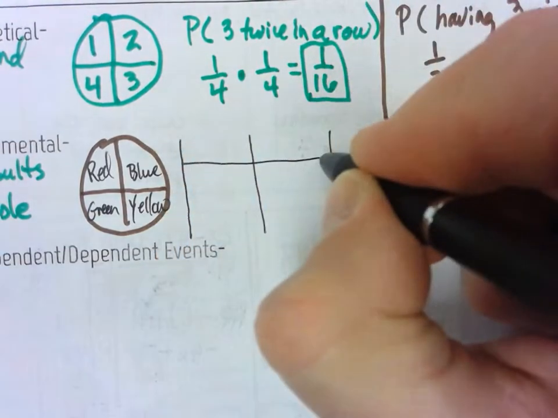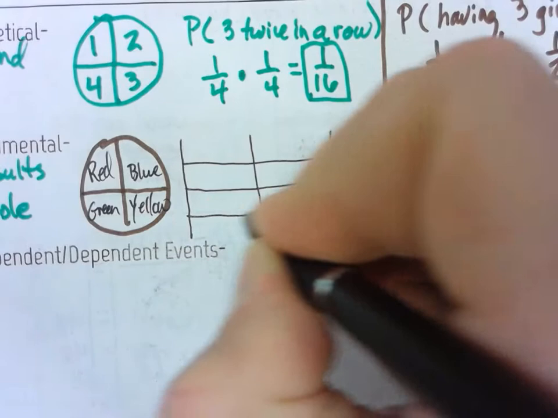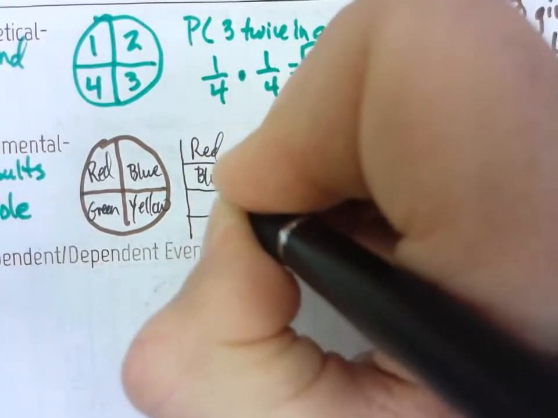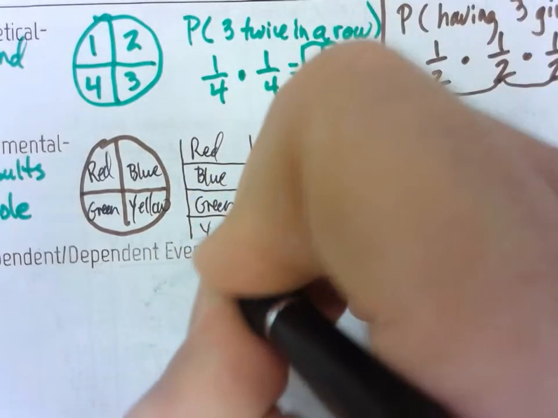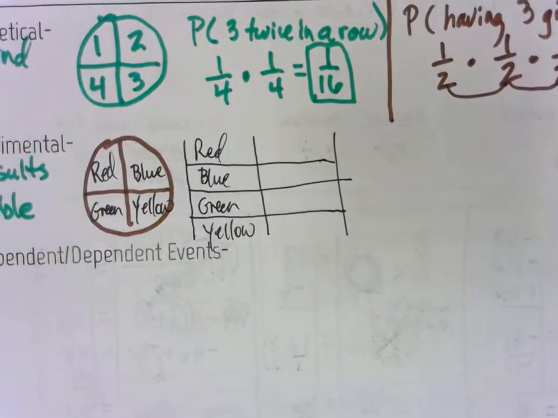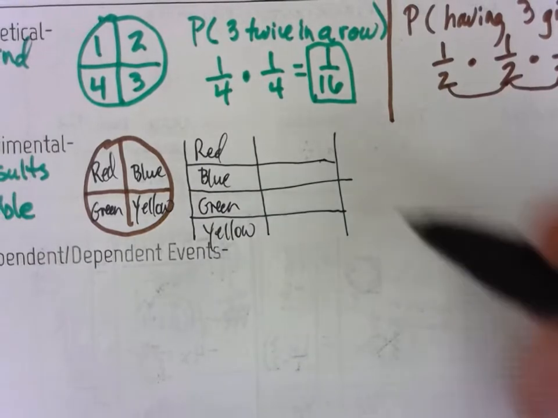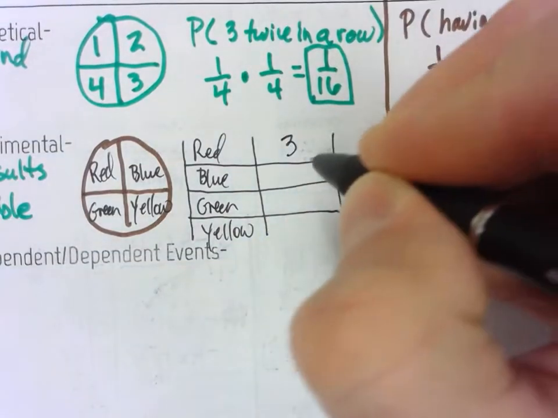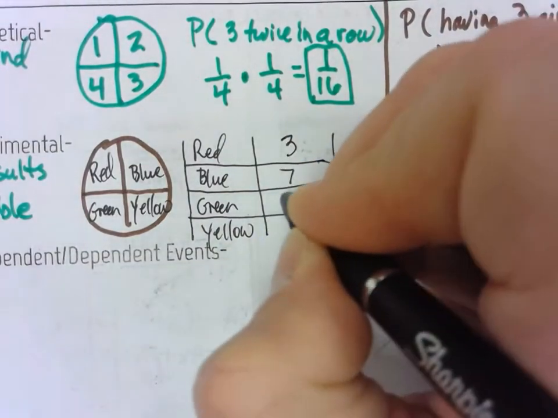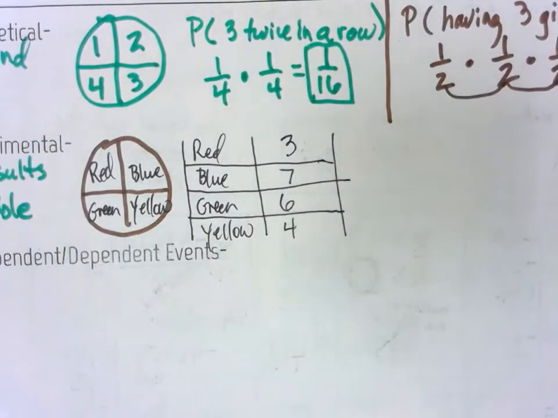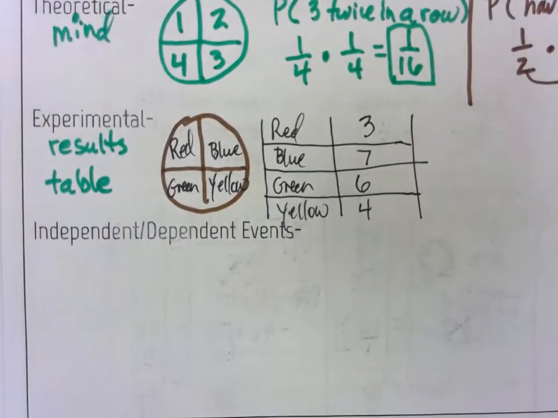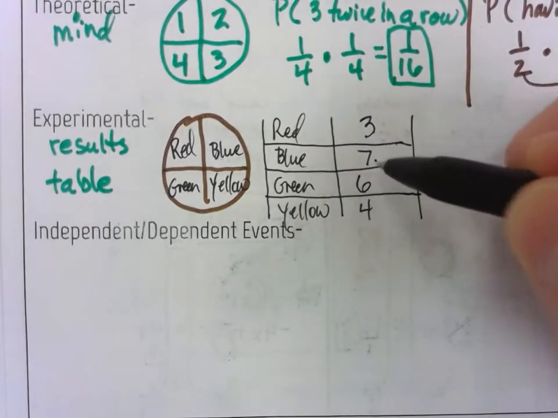So we got red, blue, green, and yellow. Now, let's say you've spun this thing a few times, and when you did the experiment, your results were 3 red, 7 blue, 6 green, and 4 yellow, and those were your experimental results, okay? You actually spun the spinner a few times. At the moment, you don't know how many times, but here were your results: 3 red, 7 blue, 6 green, 4 yellow.